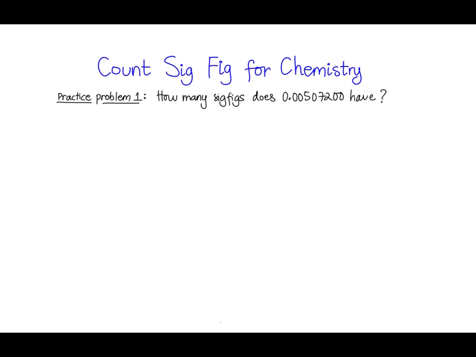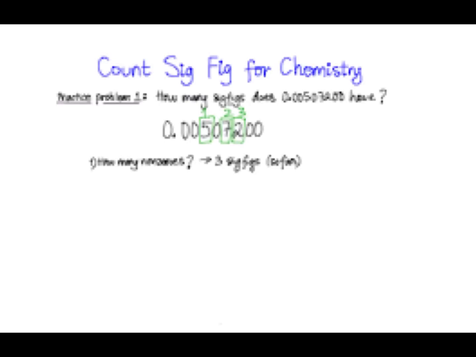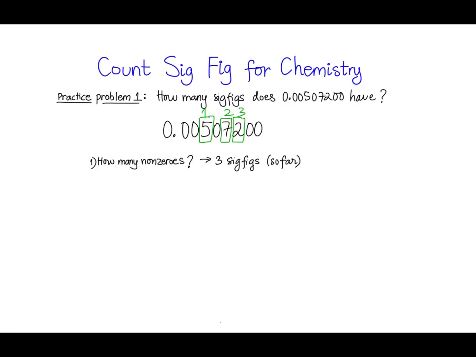So let's go straight into a practice problem. How many sigfigs does 0.005072000 have? For long numbers like this, ask yourself a couple questions. First of all, how many non-zeros are there in this number? Here we see that there's a 5, a 7, and a 2.